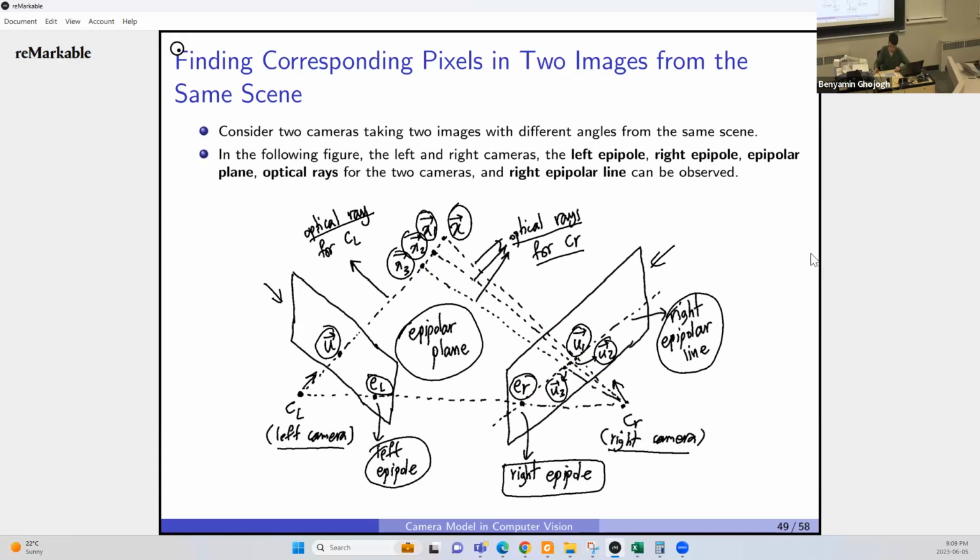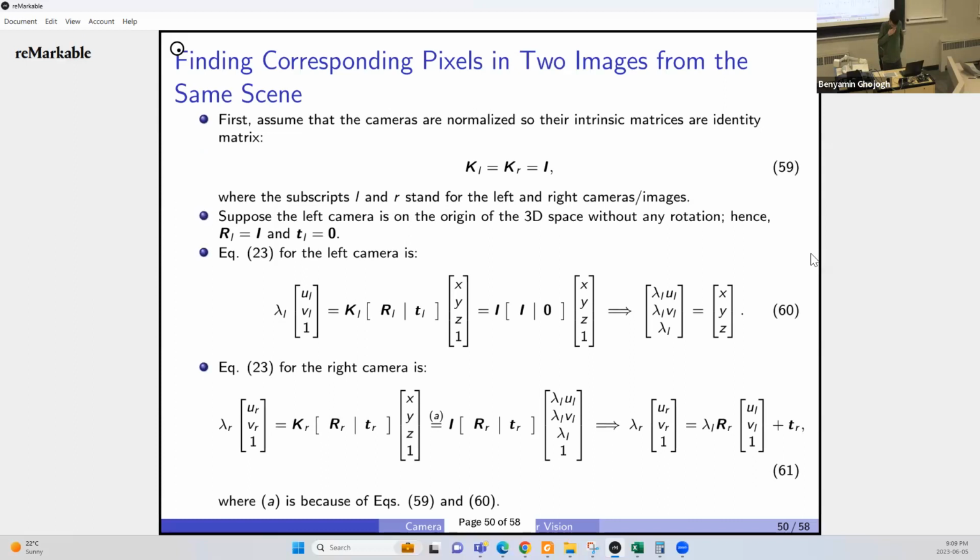Now, first, assume the cameras are normalized, so their intrinsic matrices are identity matrices. Initially, we will surpass this assumption later. Assume that KL and KR are both identity matrices. What do I mean by K? It's the intrinsic characteristics matrix, right? I have it for the left camera and the right camera. So let them be I. It means that the cameras are normalized. L and R stand for left and right.